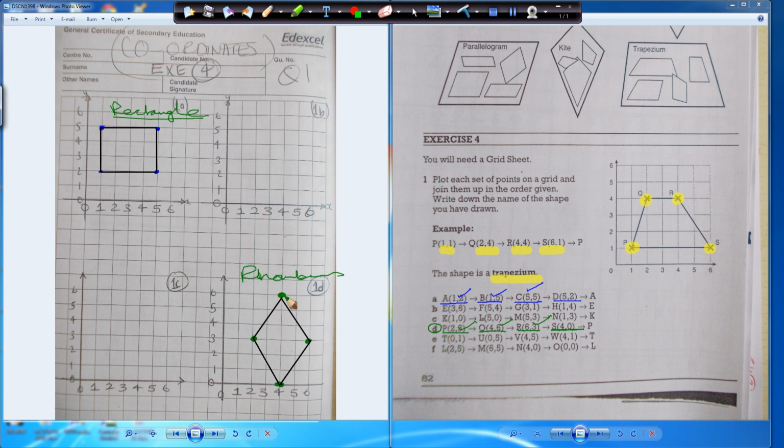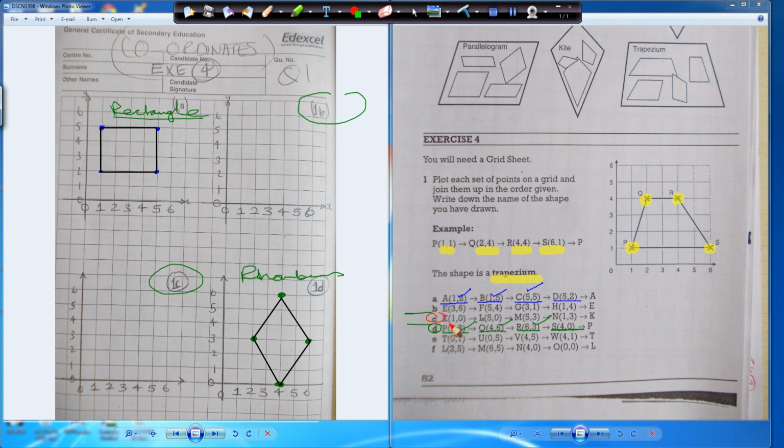What I would like you to do now is the ones I've missed out, B and C. Can you do B and C for me now over here? Do B here and C here. Off you go. I'll pause this. Okay, here we go. Bismillah.